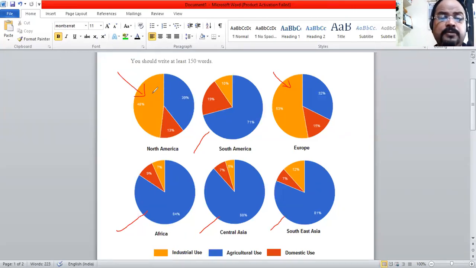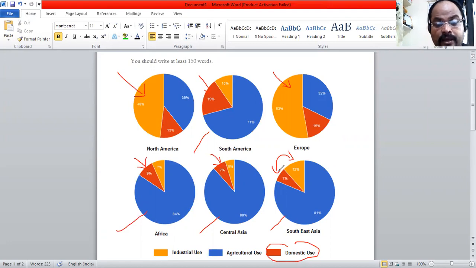The second visible data what we can see is the second use is domestic in countries here in Africa, here in Central Asia, here in South America. But it is not the case in Southeast Asia. In Southeast Asia, it is more in industries rather than this thing.